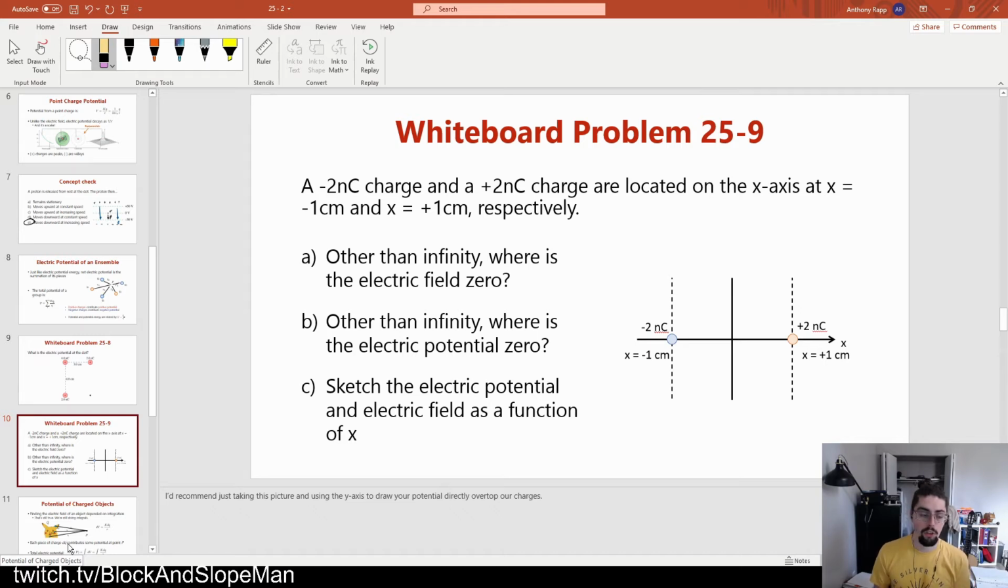We want to draw some pictures, and I think it's a little bit easier if you've got 2 separate ones, ideally. It'll just make everything a little bit more clear. But anyways, I've got a positive charge at 1 centimeter. I've got a negative charge at -1 centimeters. Where, if anywhere, is the electric field 0? Where is the electric potential 0? And what do each of these look like if we were to sketch them out?